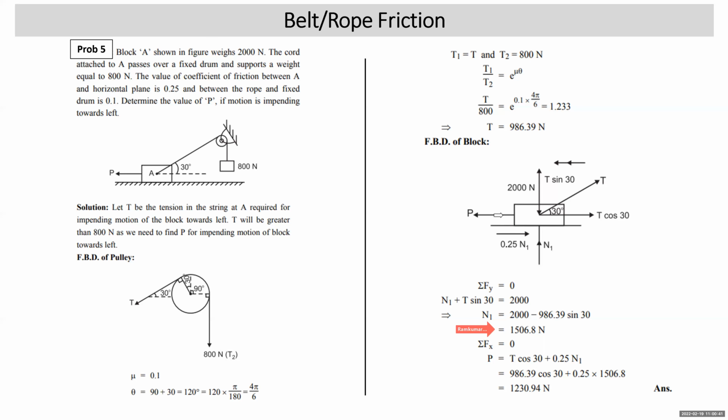Sigma Fx is equal to 0. P is equal to 0.25 N1 plus T cos 60. When you substitute the value of T and the value of N1, you get the value P required to just start the motion of block A towards left.